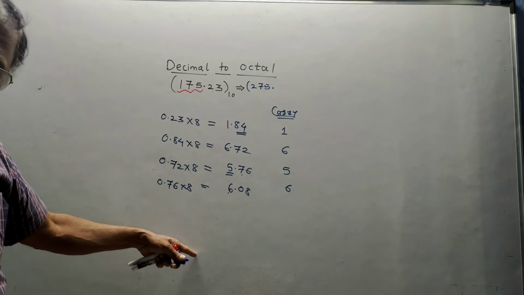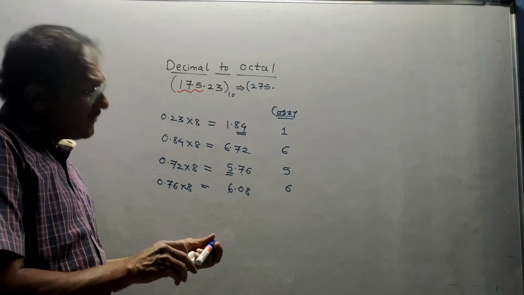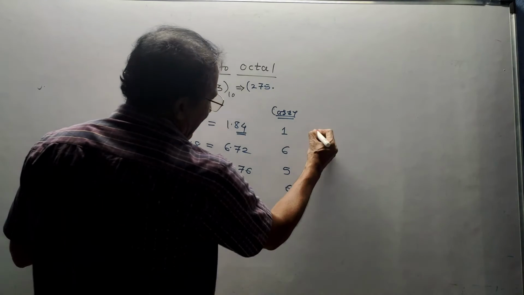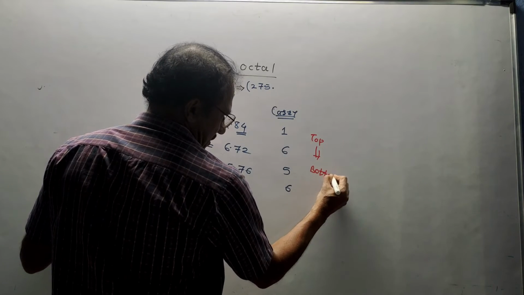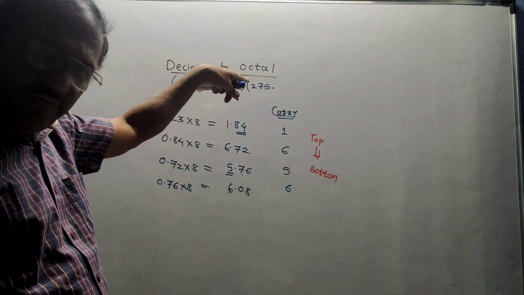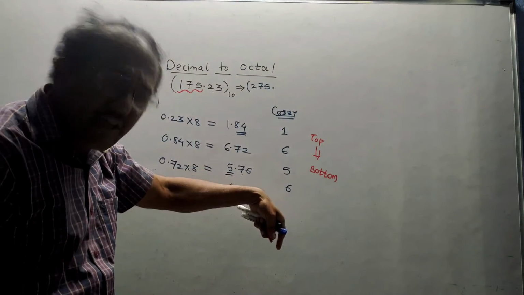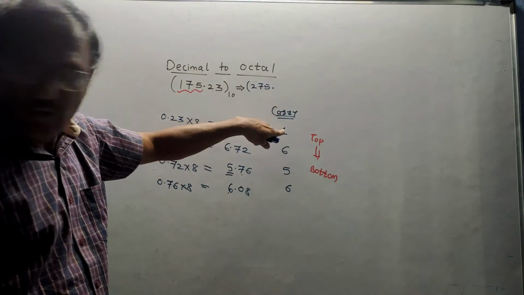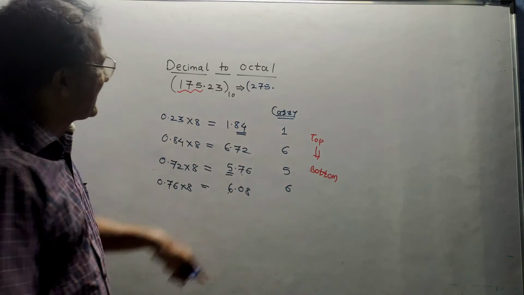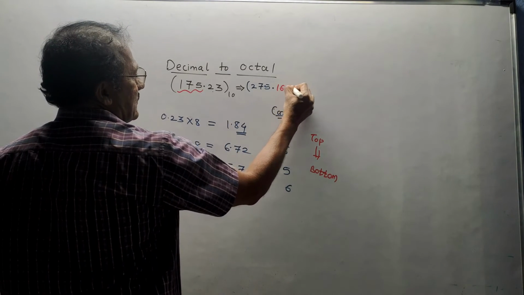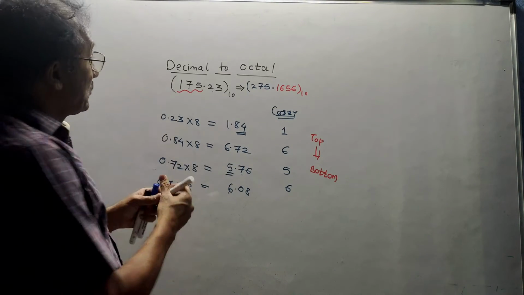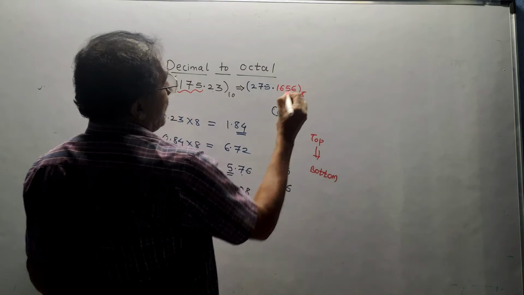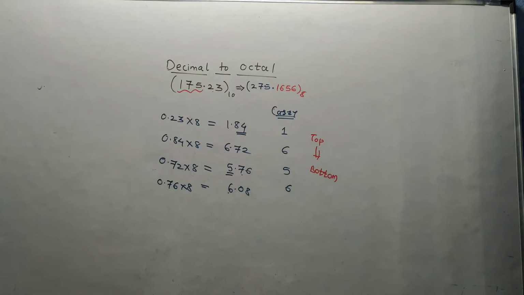Up to 4 points is sufficient, like the previous case. But this is the fractional part, so you should write the answer from top to bottom. Very simple rule. When you are doing calculation for the fractional part, whatever carries you are getting, write them from top to bottom. So it is 1656. So the final answer I will write like this: 1656. And the base of this answer is 8, because we have converted the decimal point in the decimal number into the octal number.